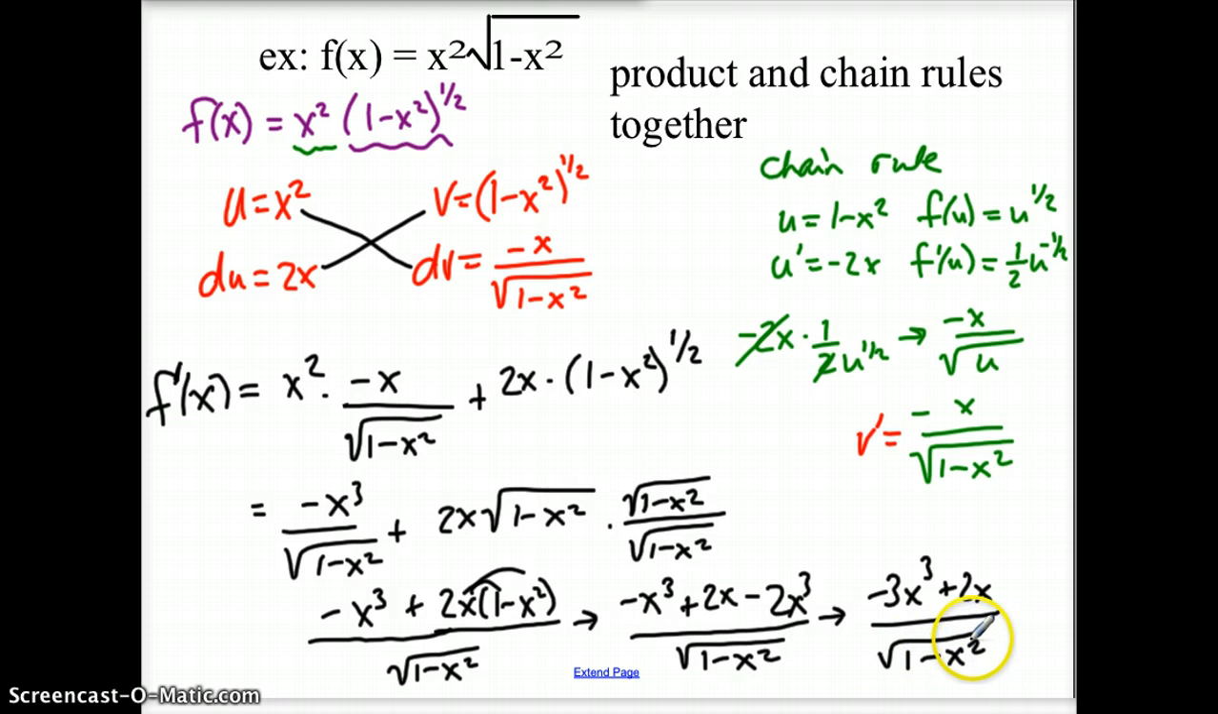On a test that I give you, if it's not multiple choice, you can just leave it however you want, as long as you've got it simplified. So you could even leave it like this, as long as you've got everything plugged in and you have no u's left. You can't leave a u in it if it's an x problem. All right? So that's a product rule in a chain rule.